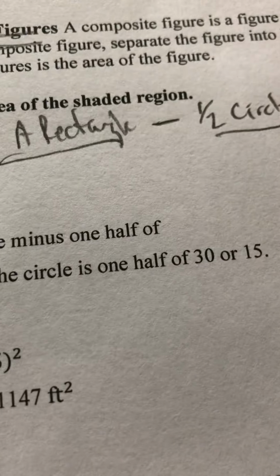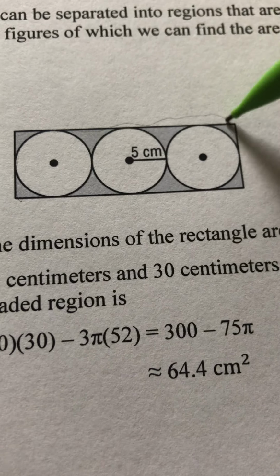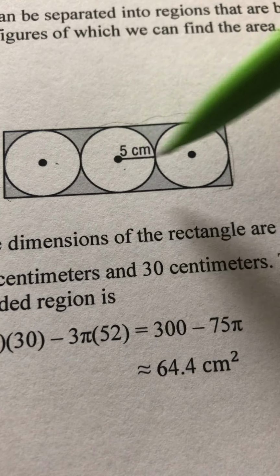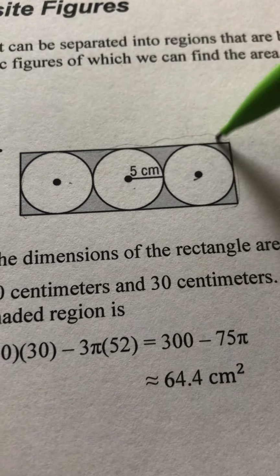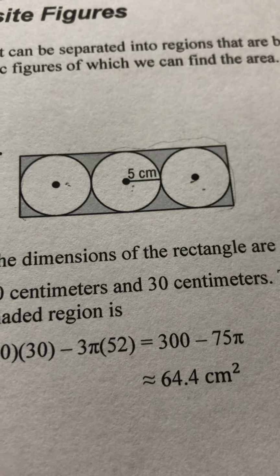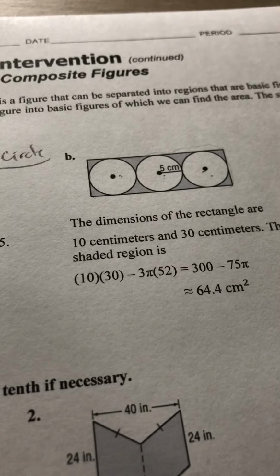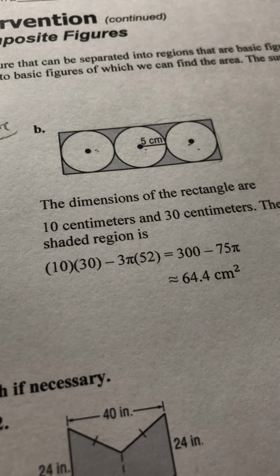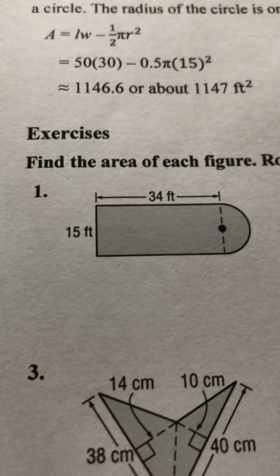So this is just an example. For instance, in this problem, you have an entire rectangle and you don't want these three circles. So you'd figure out the area of the rectangle and then subtract the area of all three of these circles. You've already done area of rectangles and circles, so this is like putting everything you've learned all together. So I'll just show you how I do these kind of problems.